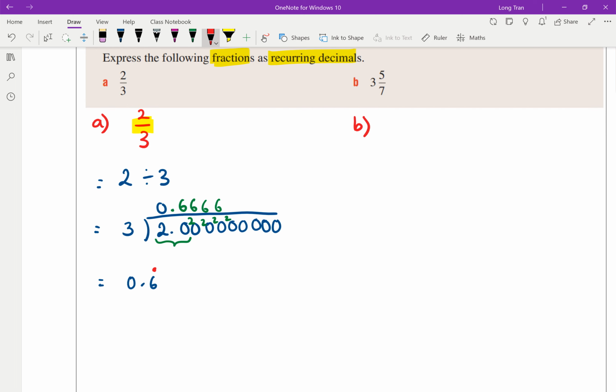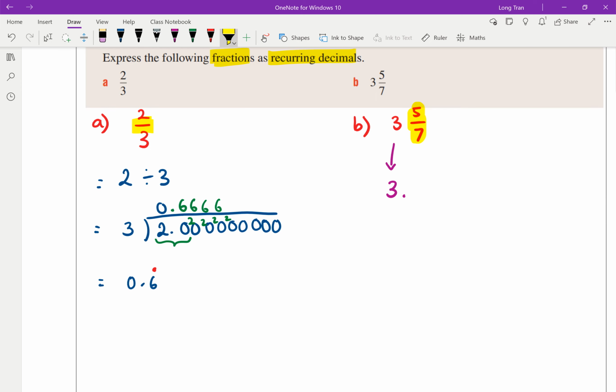B. 3 and 5/7. So this is a mixed fraction. Now you have two ways to do this. You can choose to change it to improper and then do the division, or you can actually just write this as 3 point, because 3 is 3 units. Point, and now you just got to figure out what 5/7 is as a decimal.